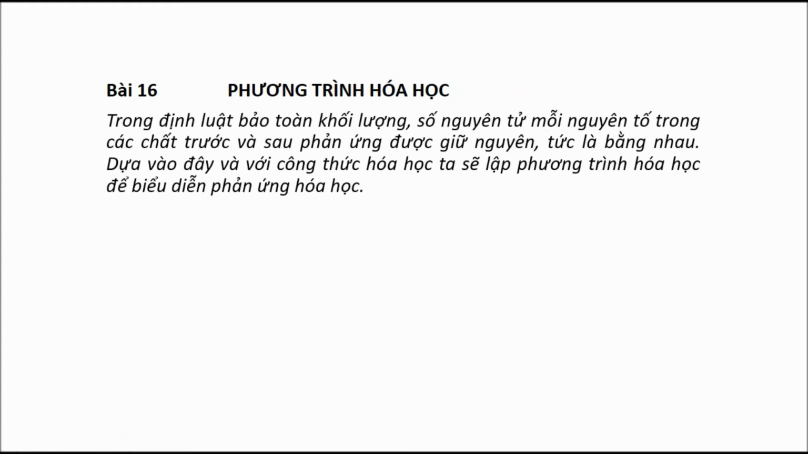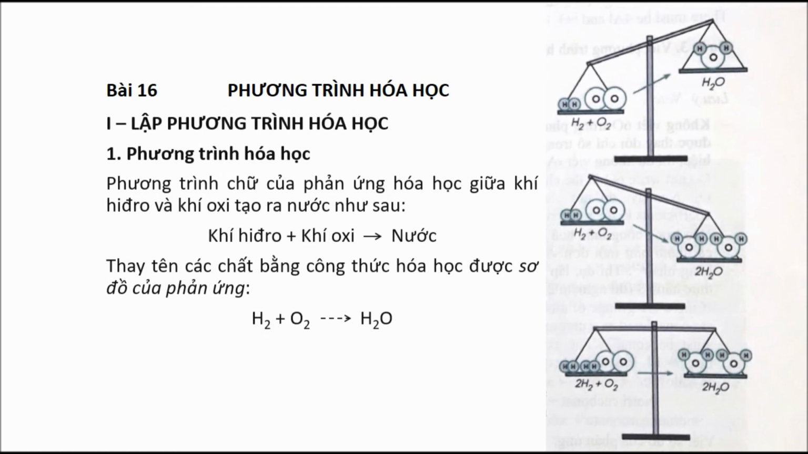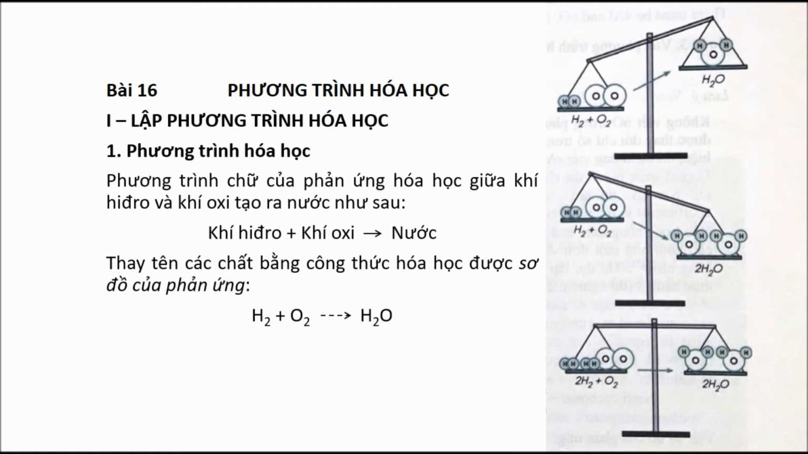Lesson 16. Chemical equation. According to the law of conservation of mass, the number of atoms of each element in the substances before and after the reaction is the same, that is equal to each other. Based on this and with the use of chemical formulae, we will construct chemical equations to express the chemical reactions.